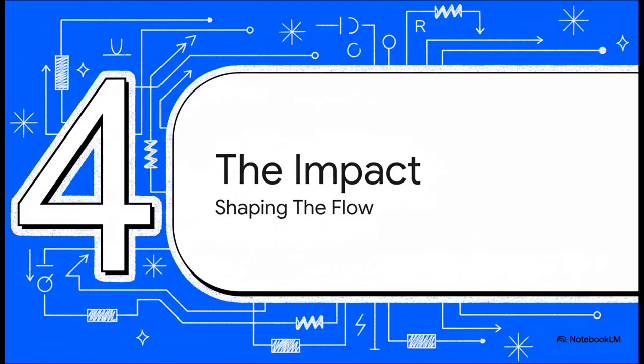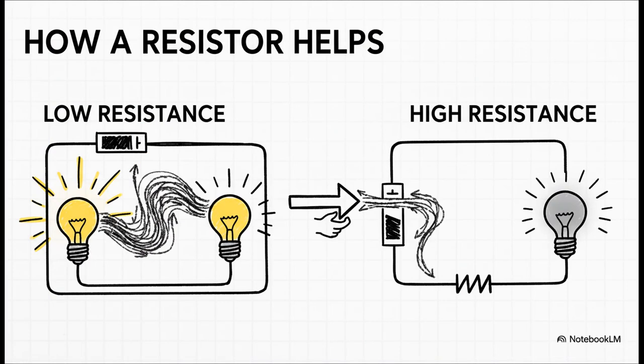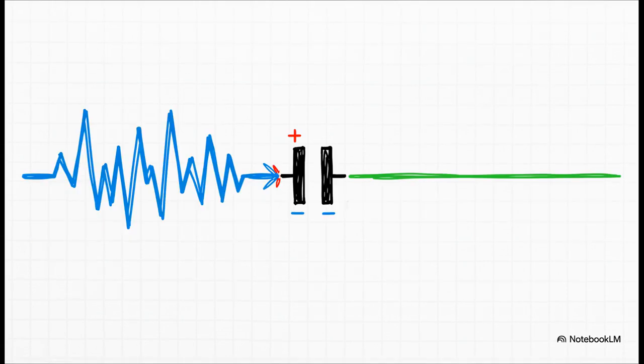Okay, so that's the theory. Now let's see these things in action. This is where we see how adding these components completely changes what a circuit can do. Let's take that resistor. We know it slows down the current. So in the real world, what does that mean? Well, it's how you dim a light. More resistance means less current gets through, which means a dimmer light. Pretty straightforward. Or if you've ever turned the volume knob on an old stereo, chances are you were just adjusting a variable resistor.